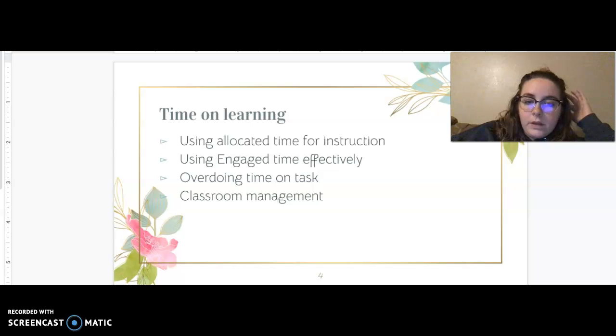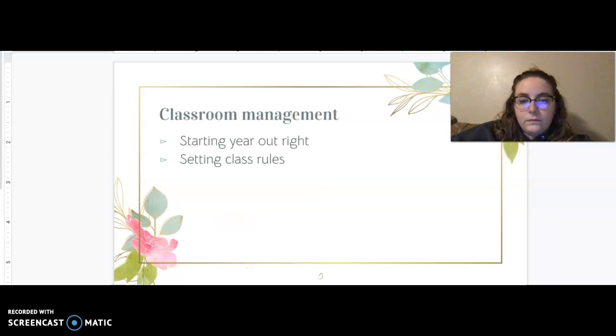We talked about using engaged time effectively. Don't overdo time on a task, so don't spend so much time on a task that students don't need that much time on. In classroom management, you should always start your year out right by setting precise, consistent class rules.